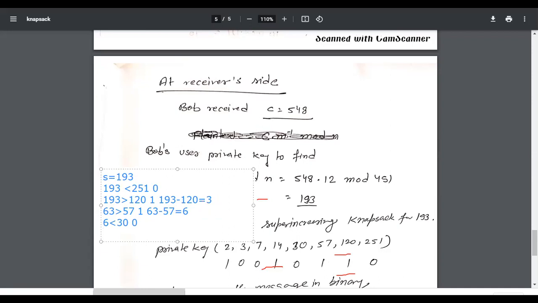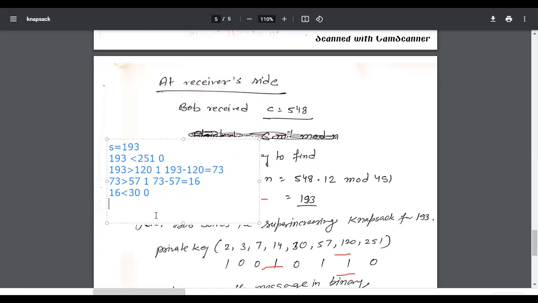73. So the value will be 16. Now next we will compare with the previous value, that is 14. So 16 is greater than 14. So bit value should be 1. Now the updated value will be 16 minus 14, that is 2. Now we compare 2 with the previous value, that is 7.